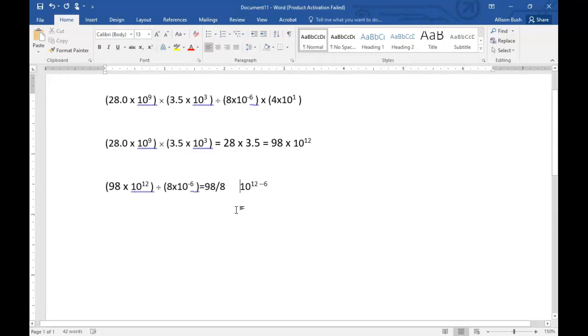So 10 to the 12th minus 10 to the negative 6. What can you not subtract? Can't subtract a negative. All right? So what do you end up with? What is 98 divided by 8? It's what now? Times 10 to the what? Should be times 10 to the 18th, right?